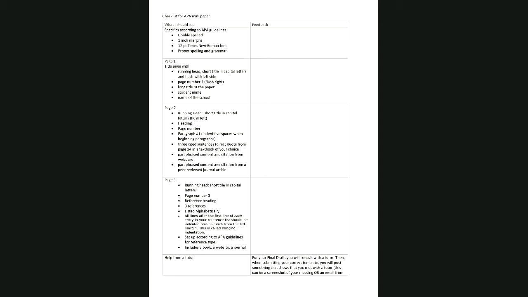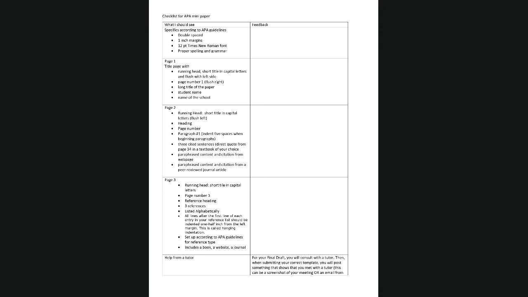On page 1, this was a title page. These are the key things to have included. And this is what I listed over here if you were missing any part of that. Page 2, here are the things that I'm looking for. And in this box, I would have given you feedback of the parts that you may want to correct.